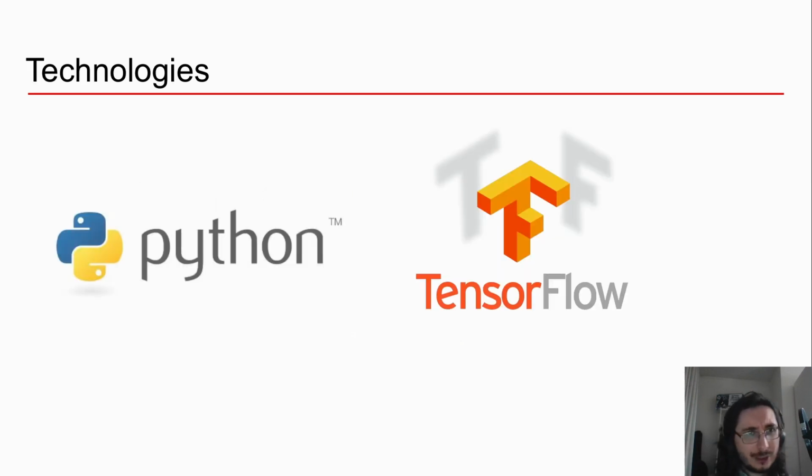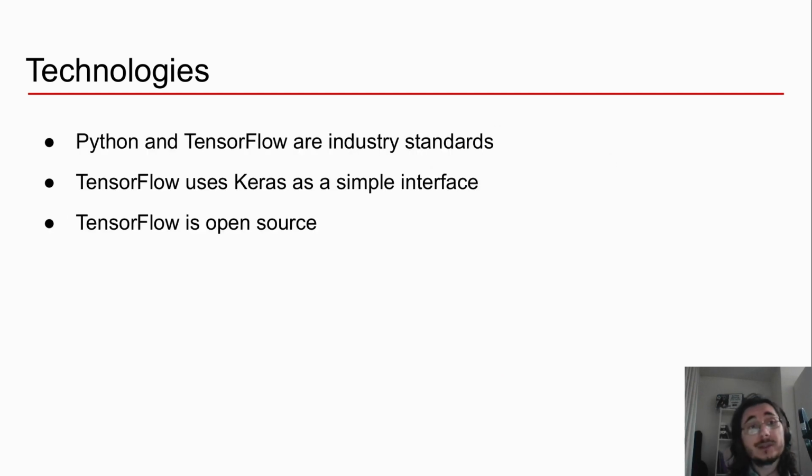Now, what about the technologies that we're going to use? Obviously we're going to use Python, and on top of that we're going to use TensorFlow. So why did I choose both technologies? Python and TensorFlow are both industry standards for artificial intelligence. So if you're trying to pick up a job in AI or machine learning, obviously you'll already know that Python is the way to go. You're going to be required to know or learn Python.